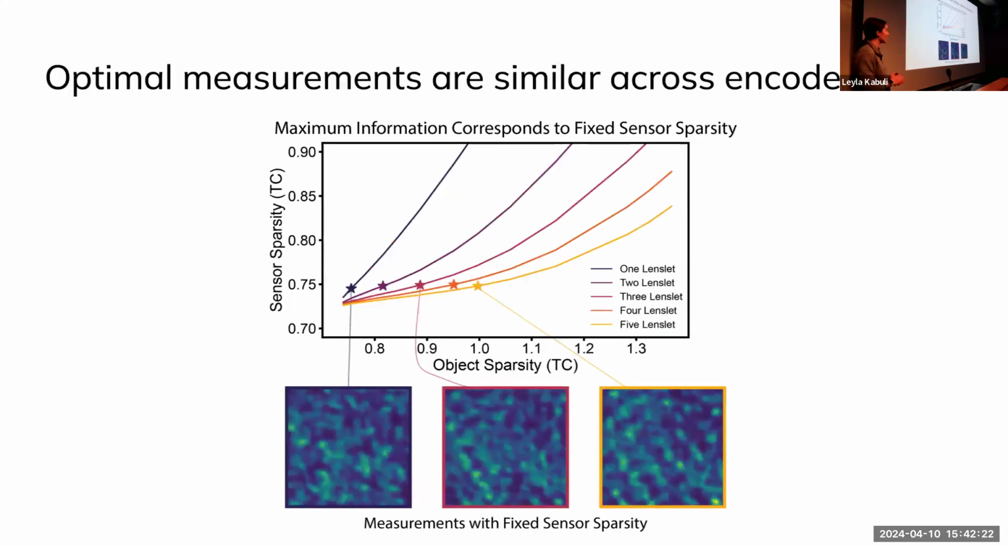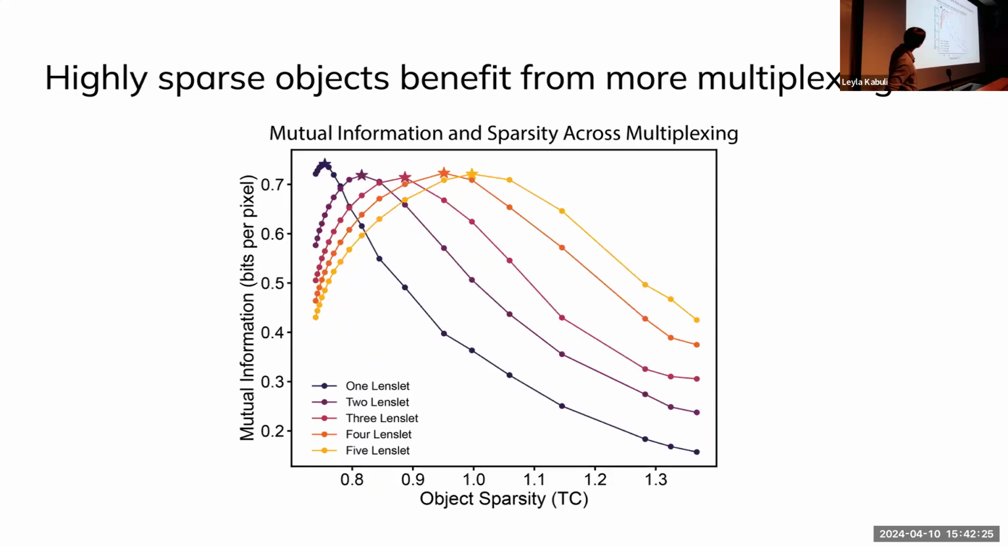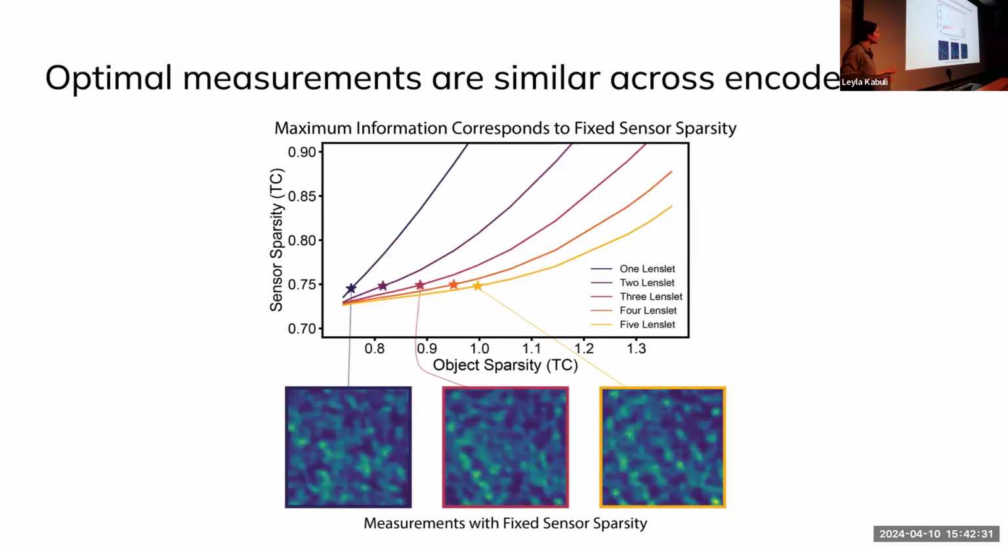We found something pretty cool by looking at these maximum values from the previous slide. So these stars denoting the maximum information there. And we decided to look at what the measurements actually looked like in those maximally information cases. And what we found was that those measurements were actually qualitatively the same. The optimally encoded measurements had the same sensor sparsity. So even when I had a high multiplexing system and high object sparsity, as in the yellow on the very right, or if I had a very dense object with low multiplexing, all my sensor measurements, the outputs, map to the same thing, roughly.